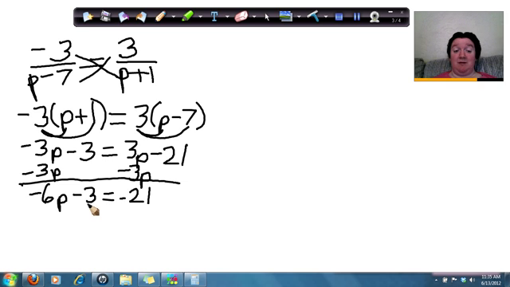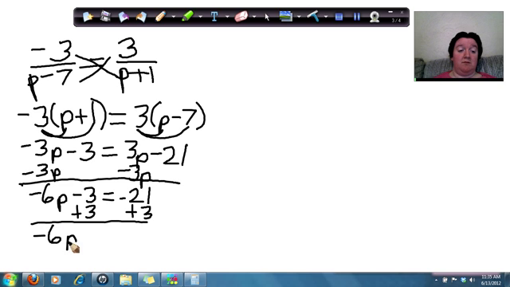Now I need to get this number that doesn't have a letter over to the other side, so I'm going to add 3 to both sides. So here I'm going to get a negative 6p. If I have a negative 21 plus 3, that's going to give me a negative 18. And again, I want to get the letter by itself, so what are you going to do next? We're going to divide by the number that's out in front of the letter, in this case a negative 6. So now we know that p is equal to 3.